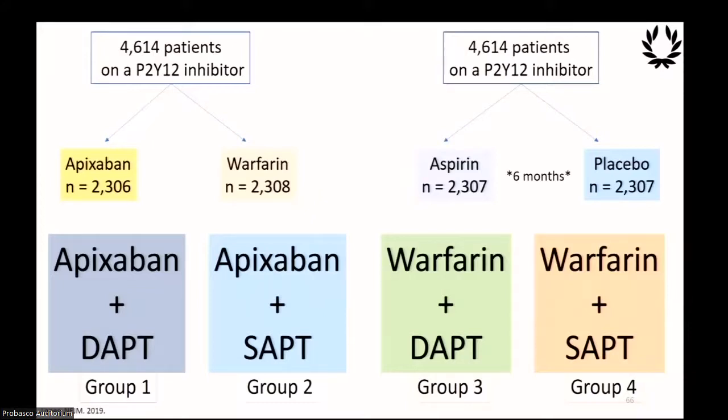If they met the criteria, serum creatinine greater than 1.5, age greater than 80, or weight less than 60, if they have 2 of 3 of those criteria, they got the reduced dose. Patients were also randomized to either aspirin, so putting them on DAPT, or placebo, meaning they were on single antiplatelet therapy. I'll note that clopidogrel was used in 92% of these patients.